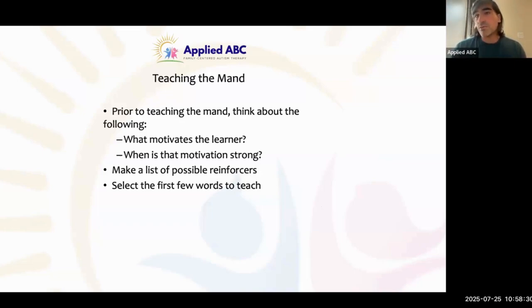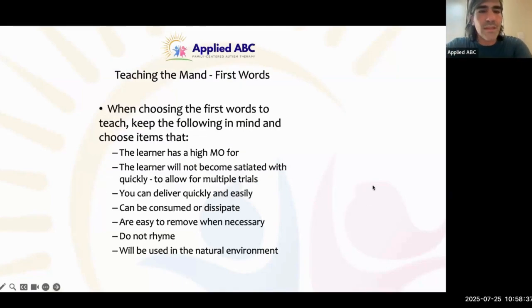Make a list of possible reinforcers, but also do a reinforcer assessment, and select the first few words to teach. Teaching first words. When choosing the first words to teach, keep the following in mind, and choose items that, and remember, the words themselves are the reinforcers. That's what they're asking for, right? So the learner has a high motivating operation for it. It's something they really like and are motivated by. The learner will not become satiated with it quickly. So it's not something they only want once or twice.